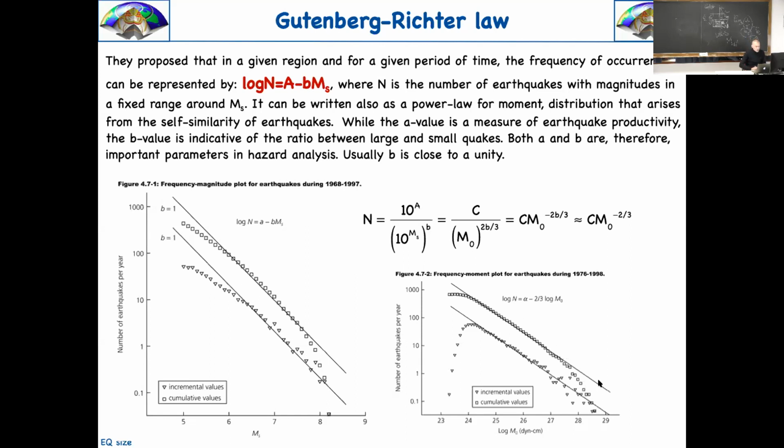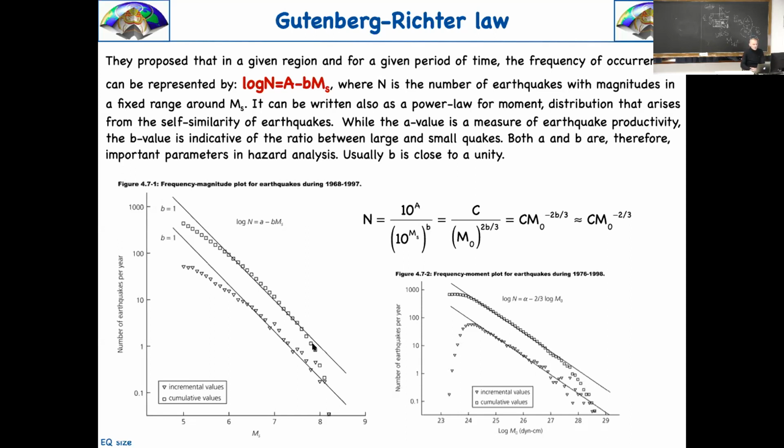There are open issues here because this law can be used in hazard to have an estimate of the occurrence time of earthquakes with a given magnitude. It's important in the probabilistic approach. It's used and may be abused.